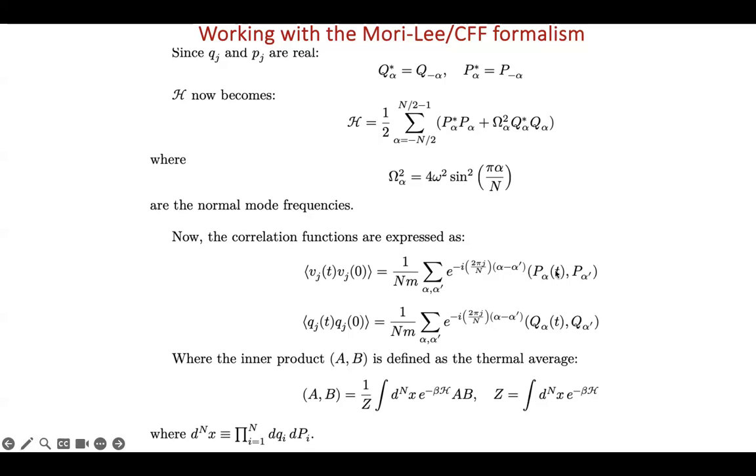And what is this inner product? The inner product is simply e to the minus beta H times the two quantities here. So in this case, it will be v of t, v of 0, ensemble average, canonical ensemble average. And Z, of course, is your canonical partition function. Now, by the way, dΓ of x is not just x. It is dq_i dp_i. It should be small p here. It's a typo. dq_i dp_i.